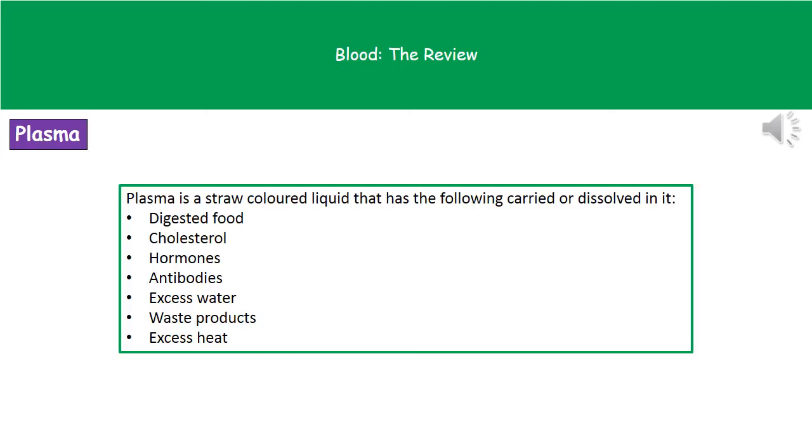The last component we need to make ourselves aware of is the plasma. Now, plasma is a straw-coloured liquid that's got all of the other things carried in it. In addition to those cells we've looked at, it's got other things that are carried or dissolved in it as well. And those include things like the cholesterol, hormones, any excess water, waste products, any digested foods, and any excess heat as well. So the plasma is important because it allows us to carry a variety of other chemicals around the body as well.